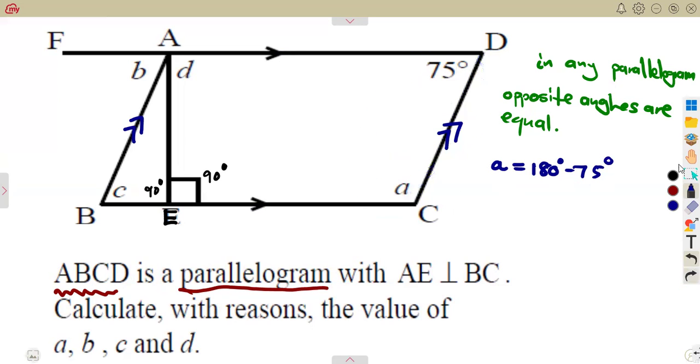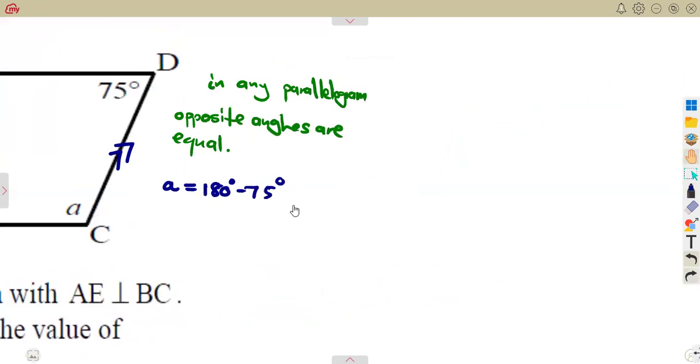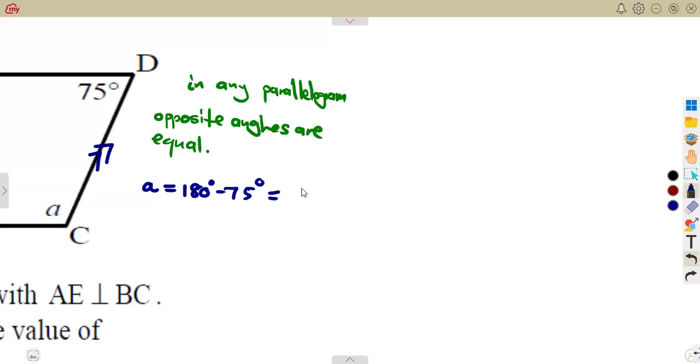Co-interior angles are supplementary. They add up to 180 degrees. Whether there are 3, 4, or 5 angles, they will add up to 180 degrees. But if they are 2, there's a special name: supplementary. Okay, just like that. So that's our angle A in this case.